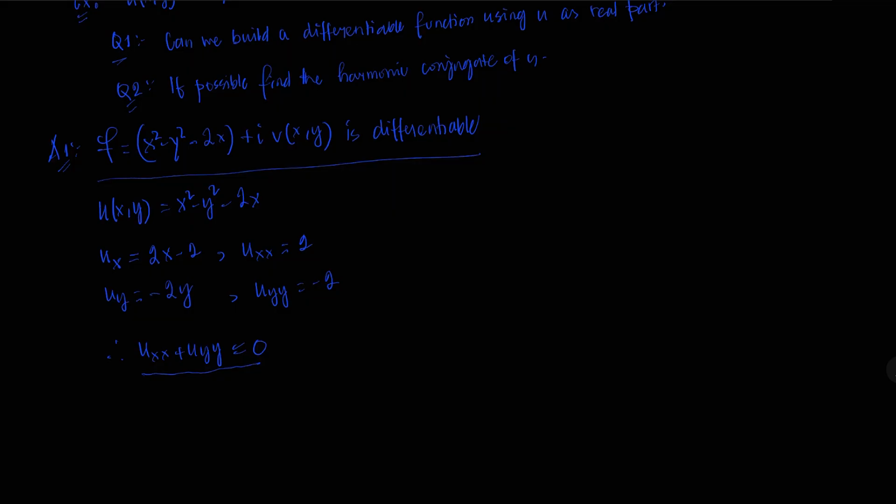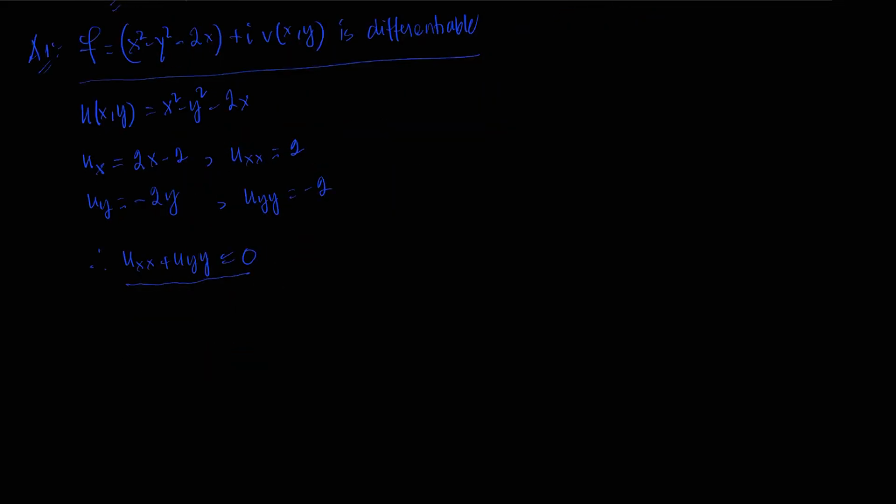Now what about v? What sort of v will guarantee that this function is differentiable? In that case u and v have a relation. What is the relation? The CR equations. u x has to be v y. So for f to be differentiable, 2x minus 2 has to be u x equals v y, and minus 2y has to be minus v x. So u x equals v y and u y equals minus v x. These two have to be satisfied.